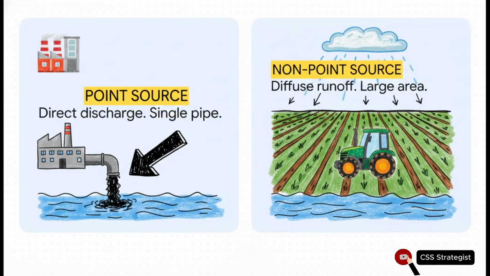Now, pay close attention to this because the distinction between point and non-point sources is a classic exam favorite. You'll see it in MCQs, you'll see it in short answers. Point sources are easy to picture. Think of a single pipe coming from a factory. You can literally point to it. But non-point sources, that's the runoff from thousands of acres of farmland or city streets. It's diffuse, it's spread out, and it is so much harder to manage. Mastering this difference is vital.